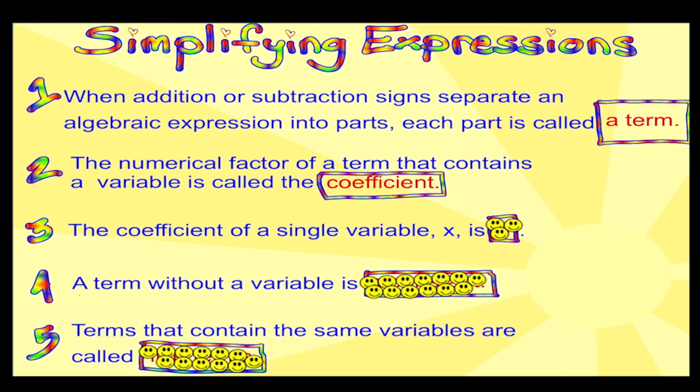Now, the coefficient of a single variable, right? Like, let's say I have just the variable x. Okay, no numbers attached to x, but there's actually a number there hiding. It's kind of like their imaginary friend, right? It's 1, because 1 times x will still just give you x.